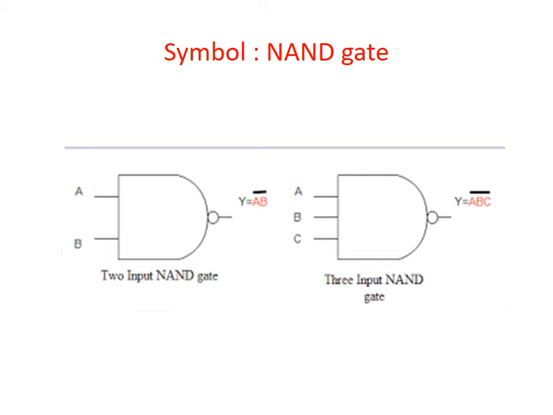This is the symbolic representation of NAND gate. It is a 2-input NAND gate, and the second one is a 3-input NAND gate. A, B, C are the inputs and Y is the output.